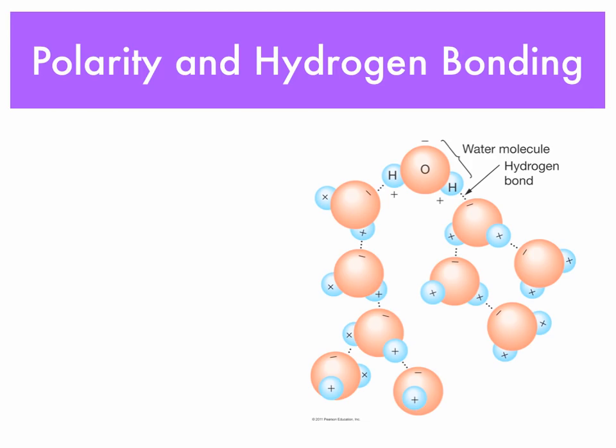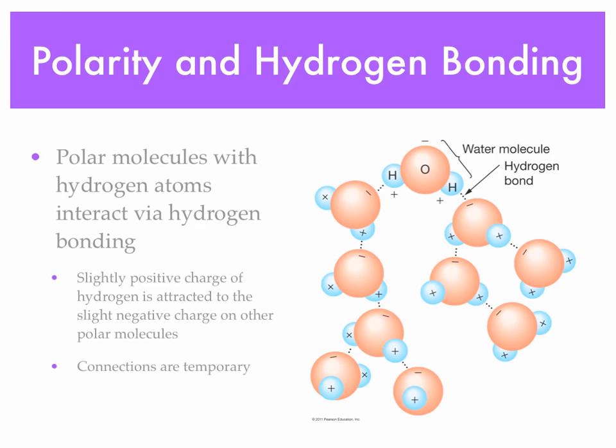Polar molecules have a tendency to interact in other ways, specifically through hydrogen bonding. So hydrogen bonding is when the hydrogen atoms within larger molecules interact with other atoms that are not part of the molecule they're part of. So the slightly positive charge of hydrogen is attracted to the slight negative charge on other polar molecules.